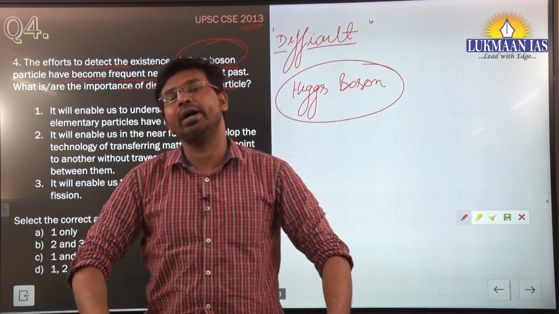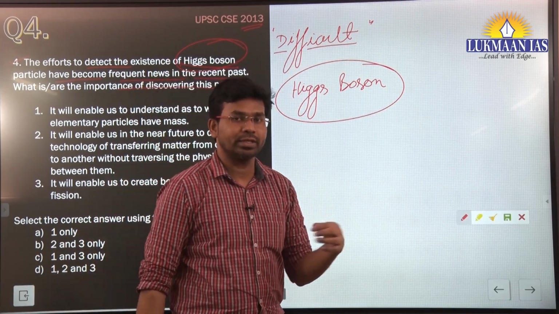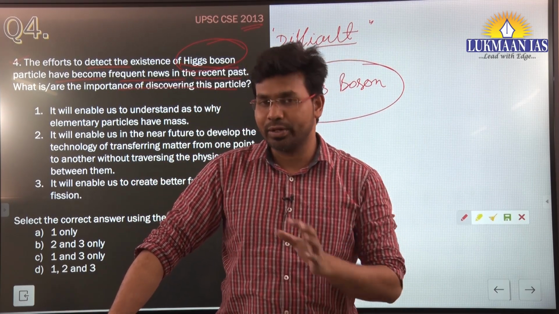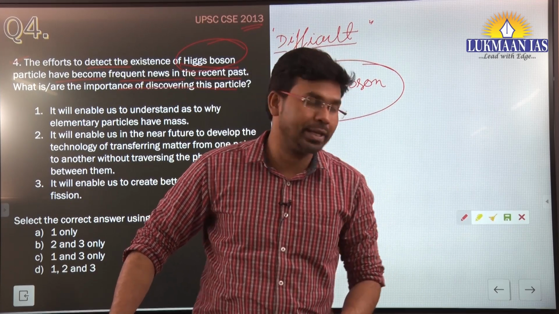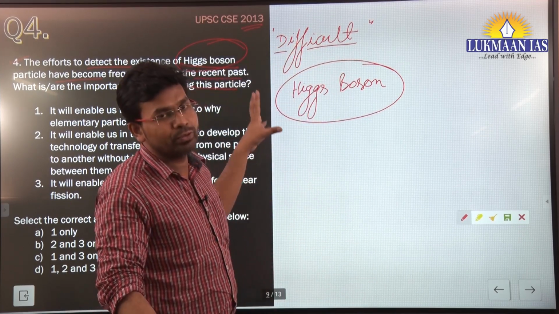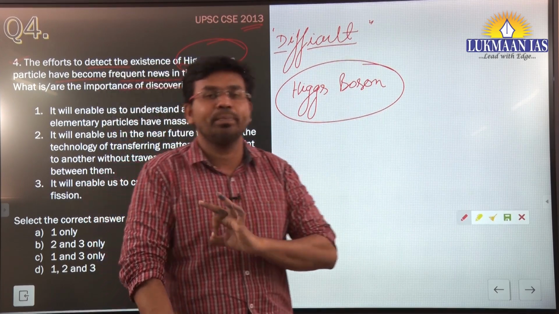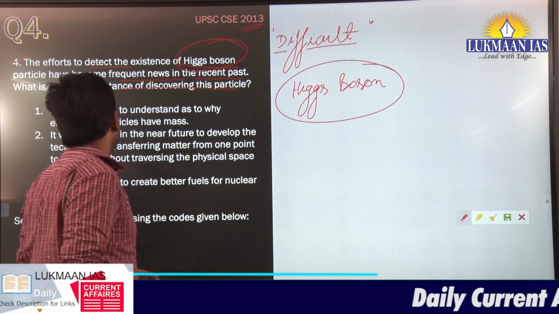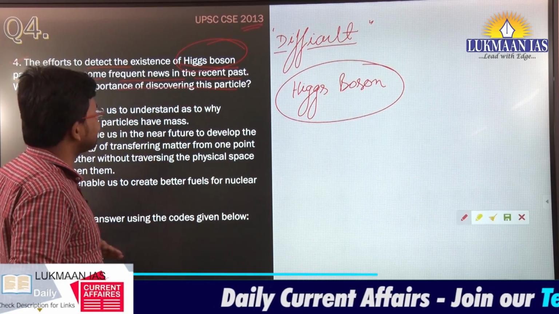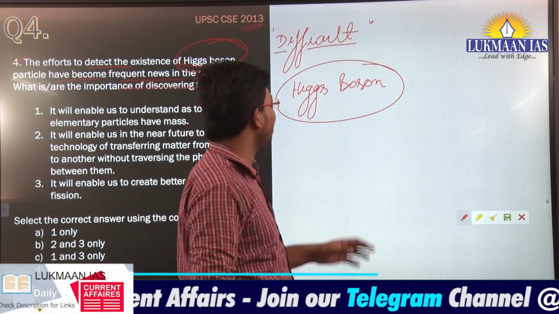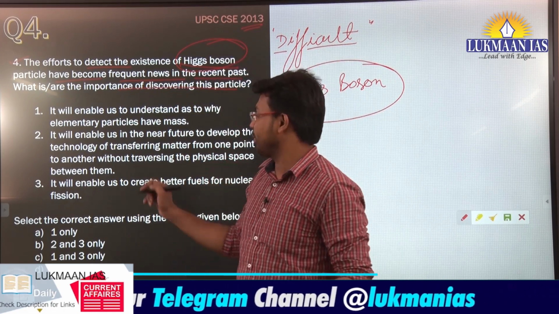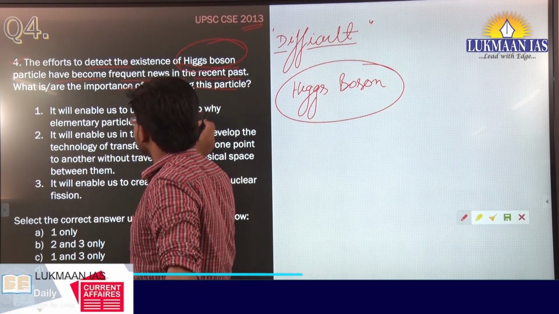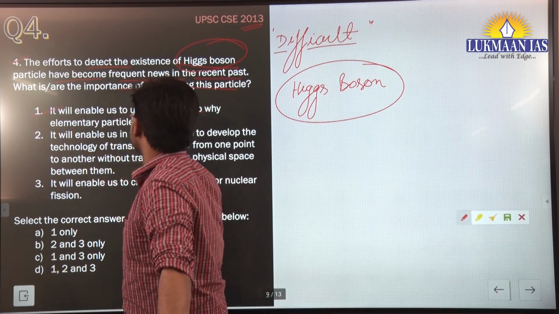You might have heard about fourth dimension of matter, fifth dimension. You might have heard about different kinds of scientific developments that are happening. So these things come in news for a long time when there is a particular discovery, whenever scientists are exploring this particular thing. So let us read these statements one by one and then we will try to understand this question. Statement 1 says it will enable us to understand as to why elementary particles have mass.